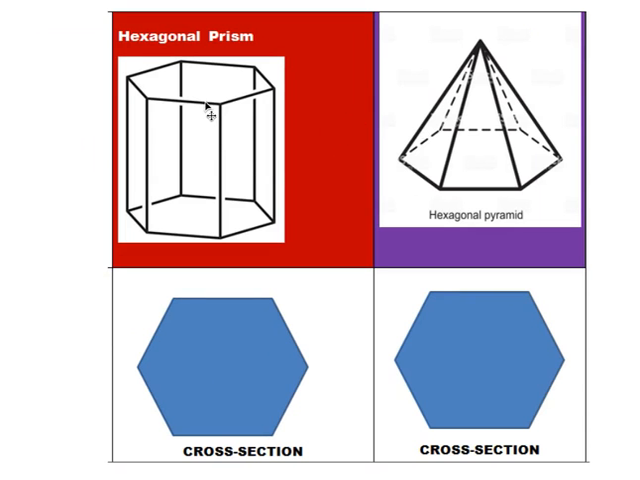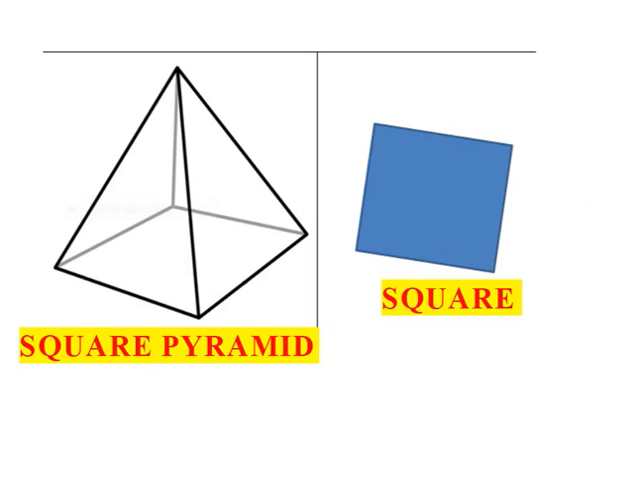We also have a hexagonal prism. Its cross-section is a hexagon. We also have a hexagonal pyramid. Its cross-section is also a hexagon. I trust you get it. We also have square pyramid. Its cross-section is a square. All these are further examples of 3D shapes.